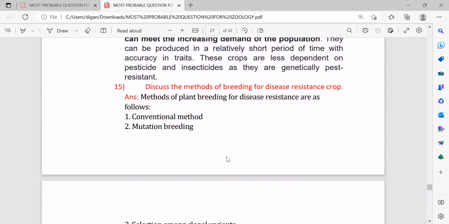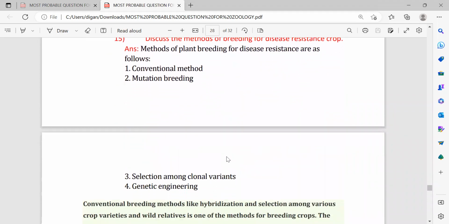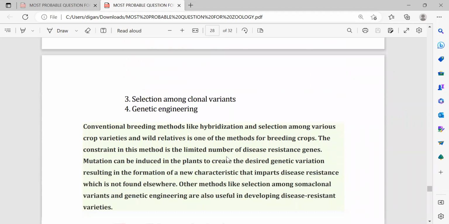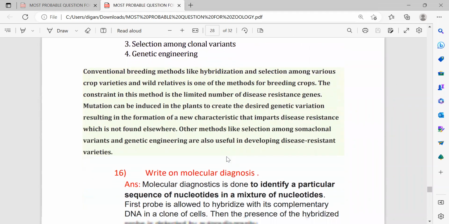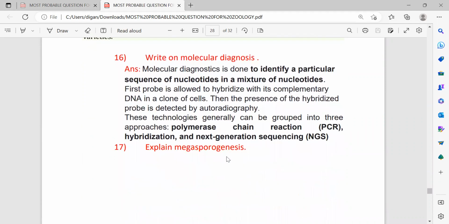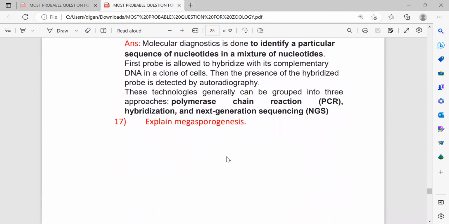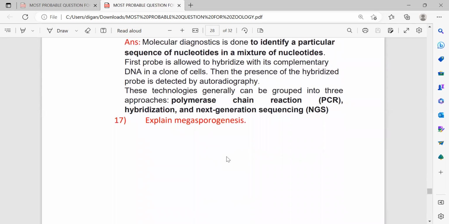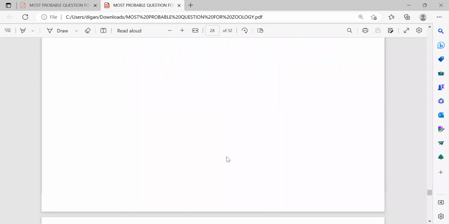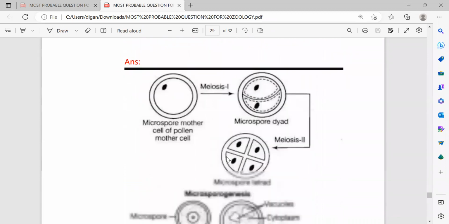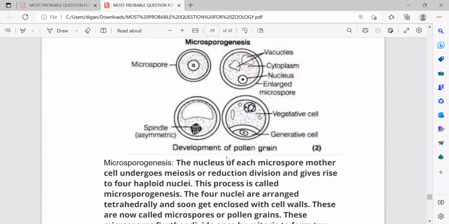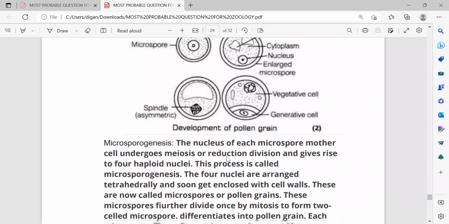Discuss the method of breeding for disease resistant crop. The methods of plant breeding for disease resistance are these four methods given here, and the explanations are given here in one line. Write on molecular diagnosis. So this is the definition of molecular diagnosis: to identify a particular sequence of nucleotides in a mixture of nucleotides. Explain megasporogenesis. So this is megasporogenesis. The previous one was megagametogenesis, and this is megasporogenesis.